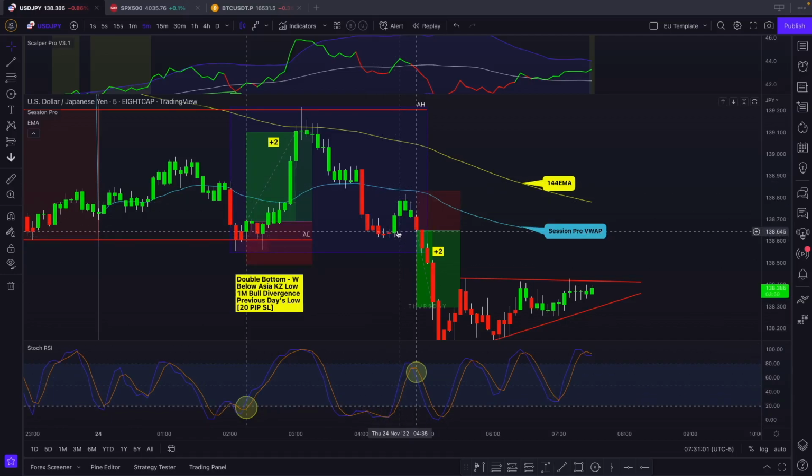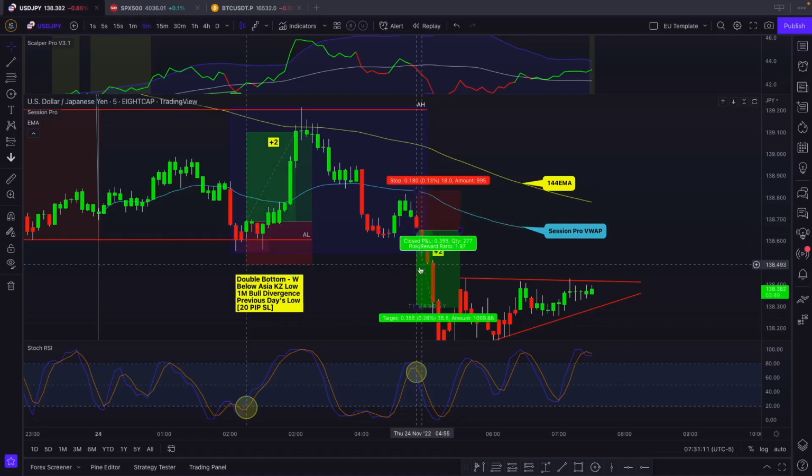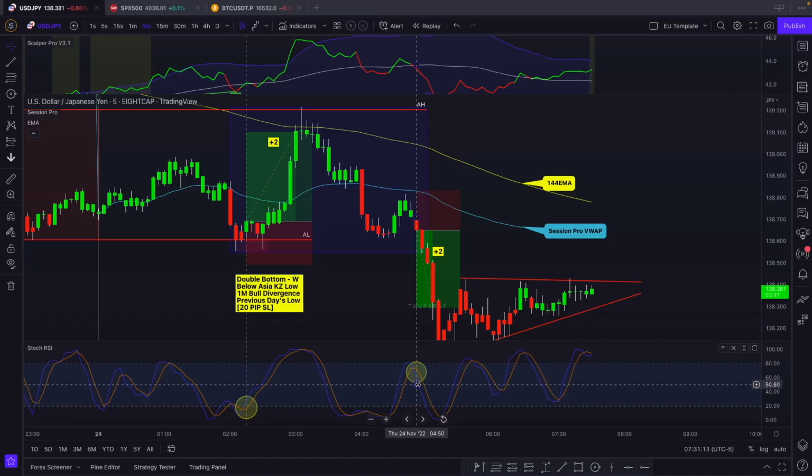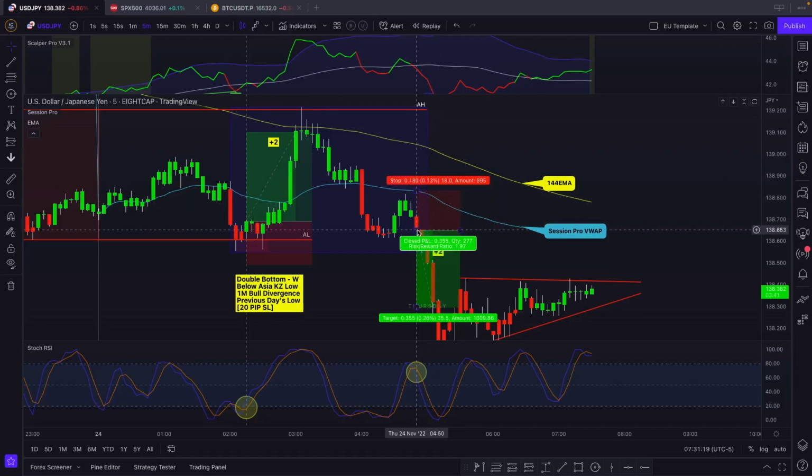The Scalper Pro turned green again. We had some resistance right around the VWAP level. We indirectly engulfed those bullish candles right around at this candle. We had our bearish stochastic RSI crossover. The Scalper Pro turned red as well on the exact same candle. So I entered short right here towards the end of the London kill zone.